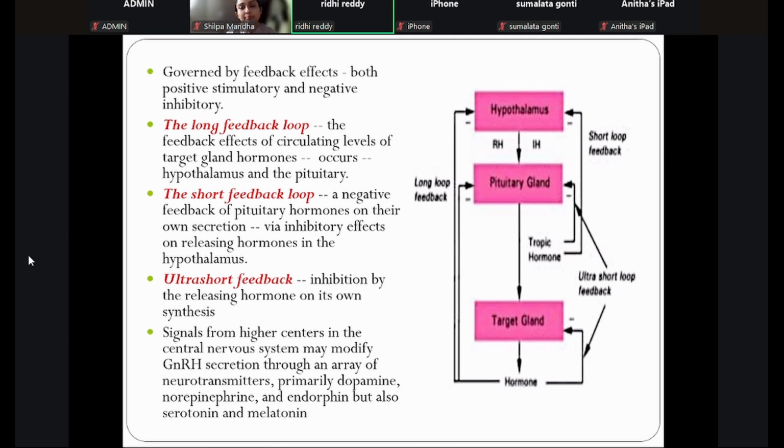Again, all this GnRH pulsatile system is controlled by some neurotransmitters.